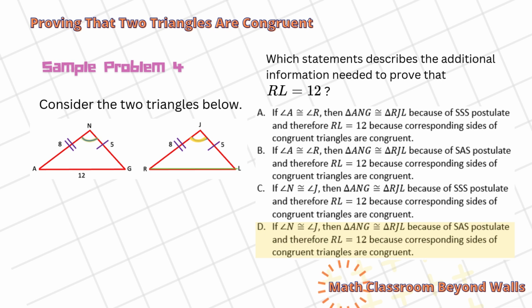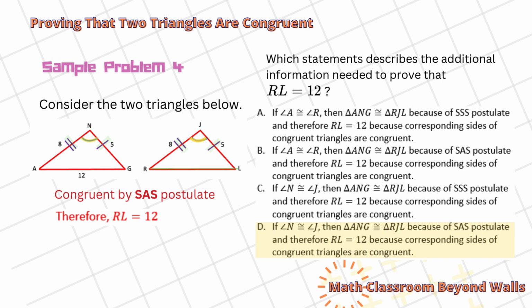Let us examine again the drawing. Do we see a display of side angle side postulate on our drawing? Where is the added information again on our drawing? Look, the angle is right between the two sides, an included angle. So the SAS postulate is clearly displayed here. We can then say that the two triangles are congruent by SAS postulate, and therefore RL is 12 because corresponding sides of congruent triangles are congruent. So our answer is option D.